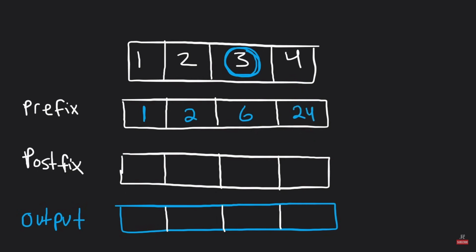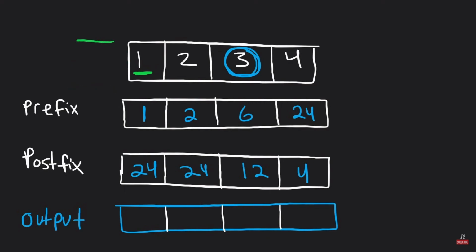And for postfix, we're going to do the exact same thing in reverse order. Here we would get 4, here we would get 3 times 4, here we would get 2 times 12, and then here we'd just get 1 times 24, which is still 24. Now for every single value, for example 1, we would want the prefix of every value before it.